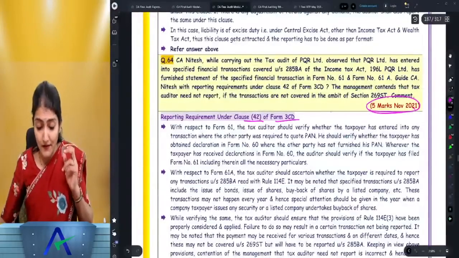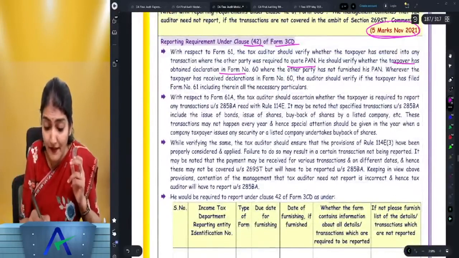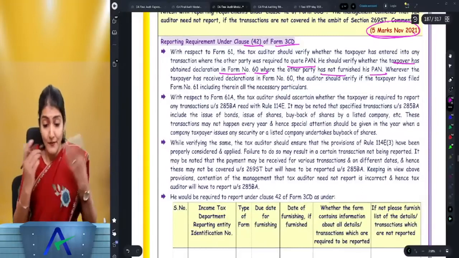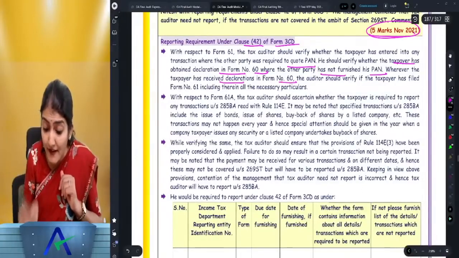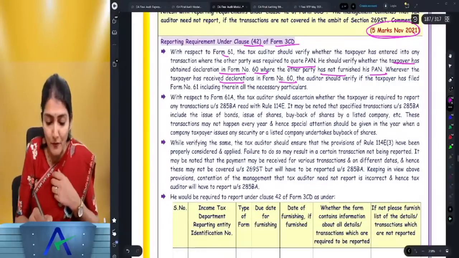Okay, right. So what does it say? The other party was required to quote the PAN. However, the taxpayer has obtained the declaration in Form 60 where the other party has not furnished the PAN. So what does it say? The taxpayer has received declarations in Form 60. And so you're a receiver of Form 60. You have to file the Form 61.